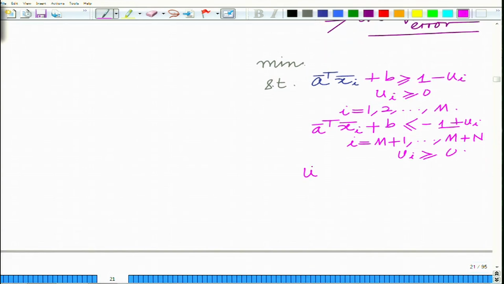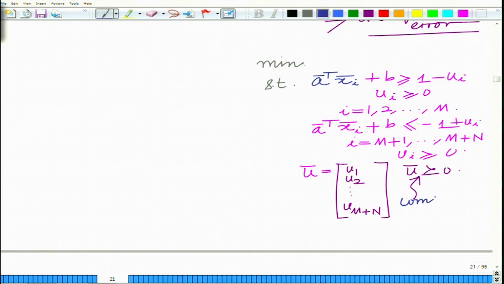And now, in fact, if you write this as a vector u bar equals u1, u2, up to u m plus n, you can combine all these things and say u bar is greater than or equal to 0. This is a component wise inequality. Each component of u bar must be greater than or equal to 0. So, this is your component wise inequality, and here you can simply minimize the total slack.